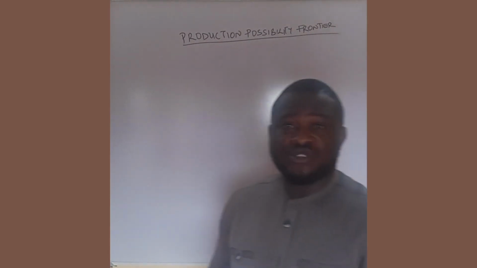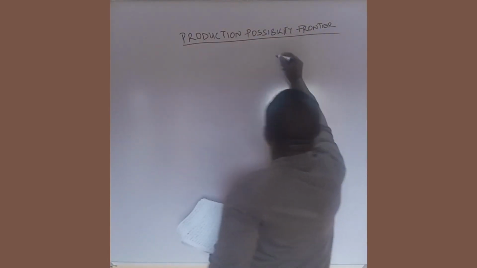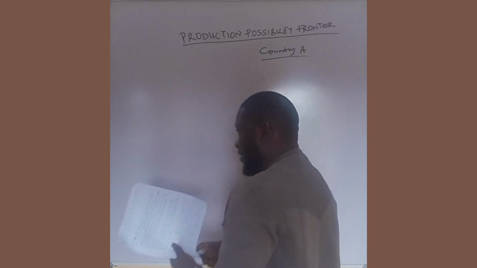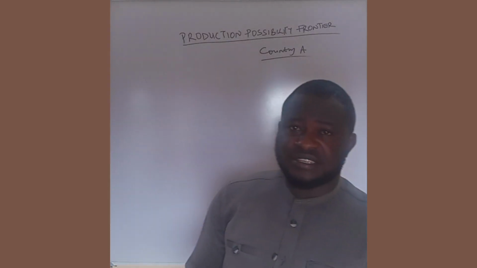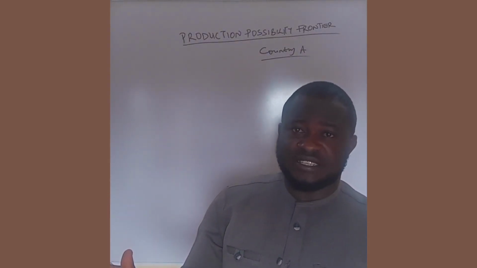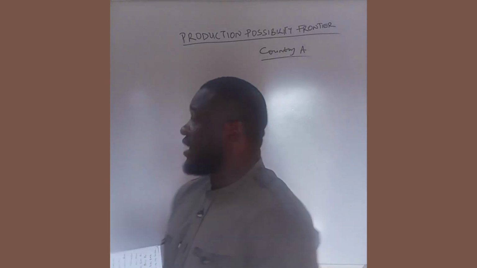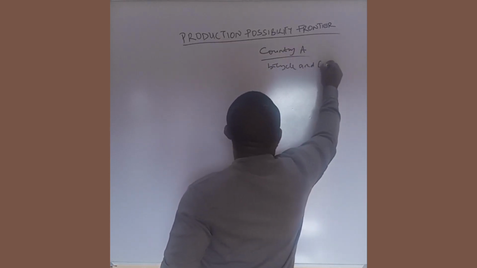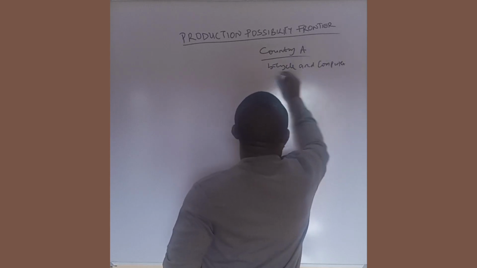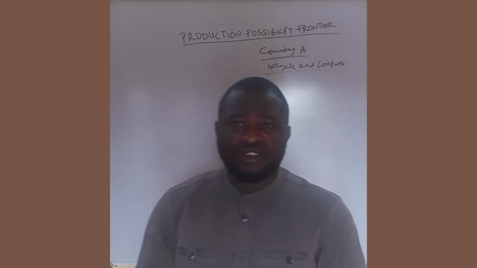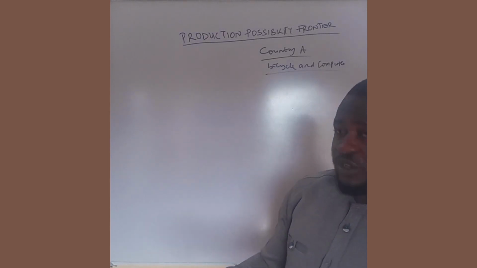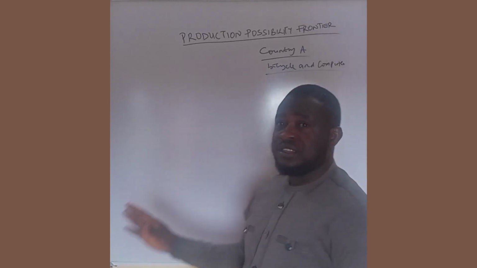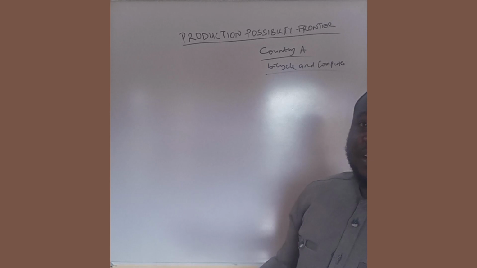Let's take the case of a hypothetical economy known as country A. And let's assume that country A produces only two goods and services: bicycle and computer. We understand that a country's economy produces various goods and services, but to simplify this analysis, we are going to assume that country A is producing only bicycle and computer with its resources.